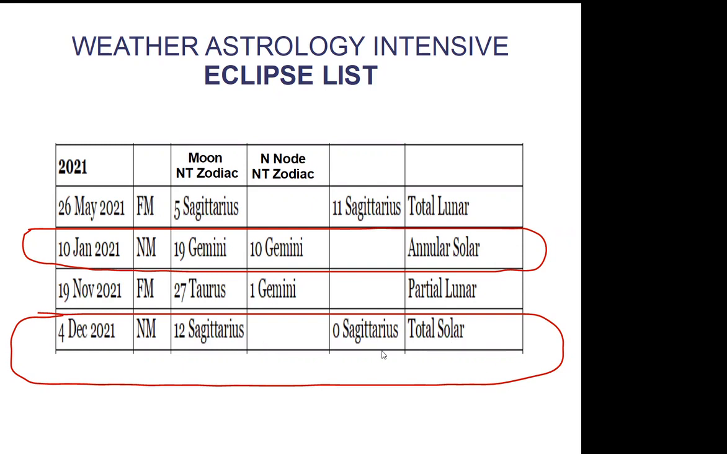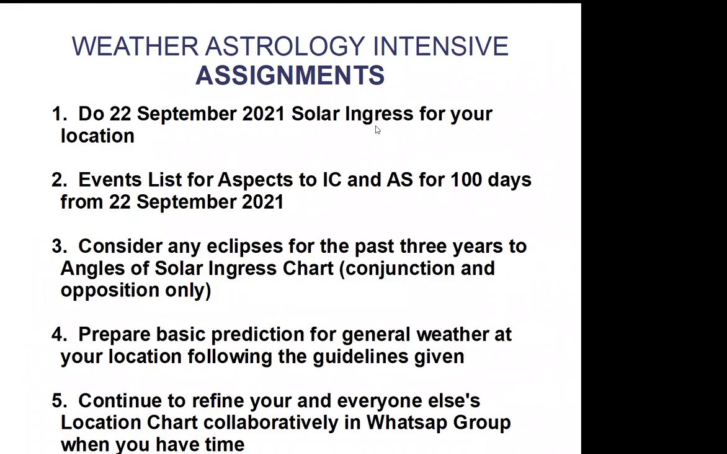So we know we've got the last Saturn-Uranus square coming up, and we have this total solar eclipse earlier that month. So December is another month we're going to have to have a good look at.